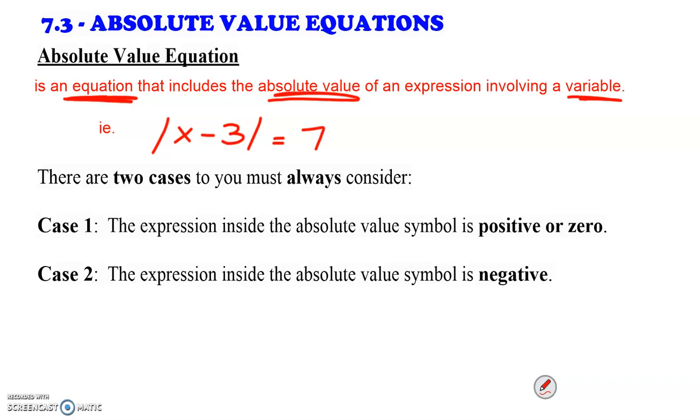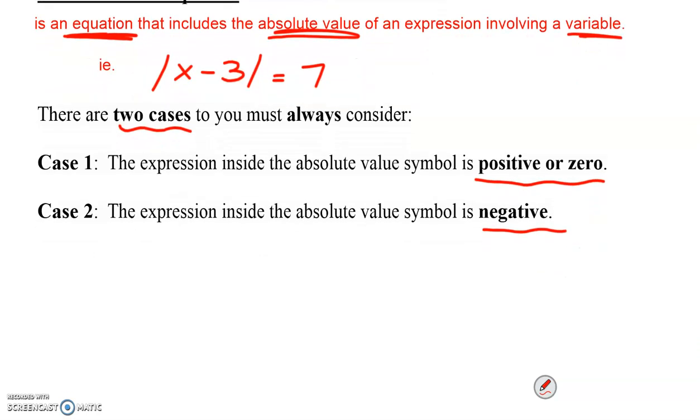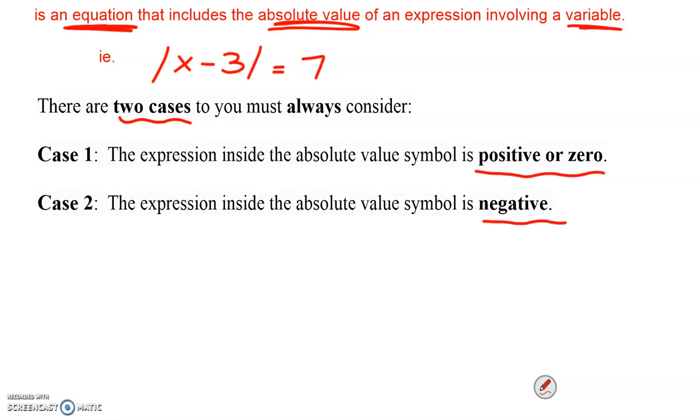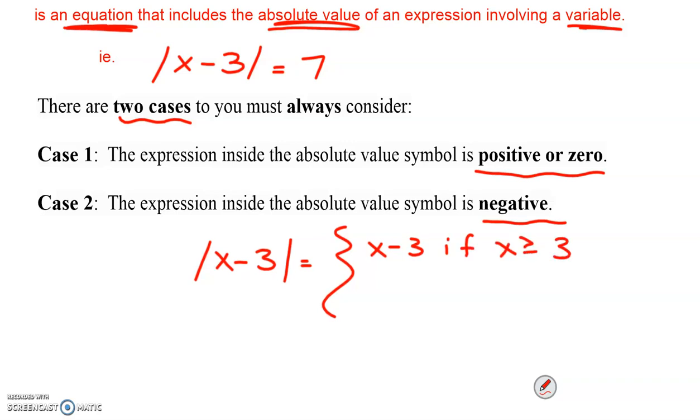Okay, so there's two cases you have to always consider. You have to consider the positive case and you have to consider the negative case. Because remember when we did graphs, there was a flipped section, which is the negative case. When you think of this using a piecewise function, absolute value of x minus 3 would be x minus 3 if x is greater than or equal to 3, or it could be negative x minus 3 if x is less than 3. So these are your two cases, again, your positive case and your negative case. So we also have to include those two cases when we're dealing with equations.